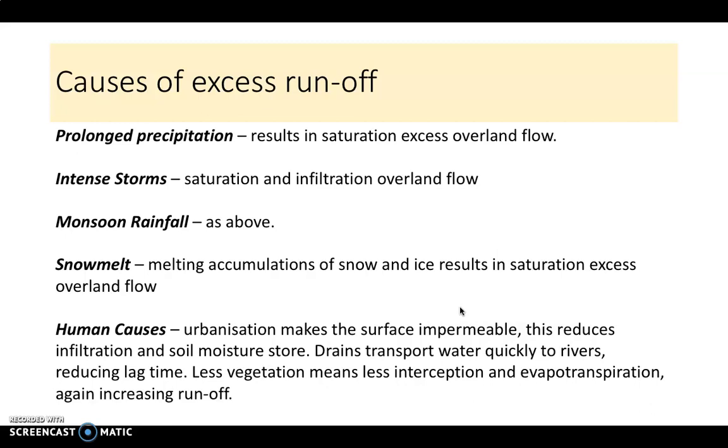The final one is human causes. So here mainly we're focusing on urbanisation. Urbanisation is the process by which urban areas expand and grow, and they tend to involve a lot of tarmac and a lot of concrete, and that makes surfaces impermeable. Impermeable means that water cannot seep into the ground.